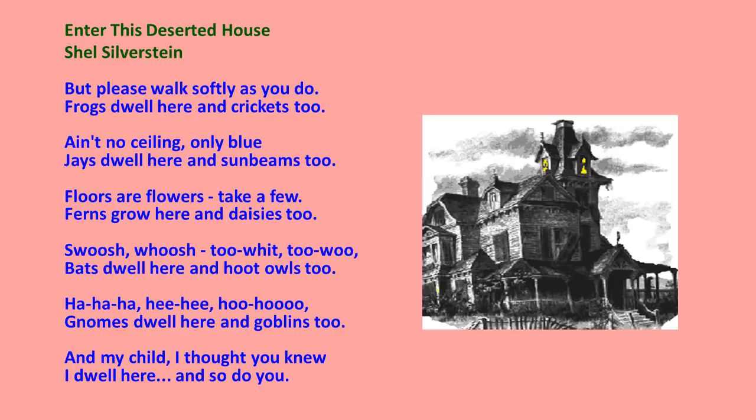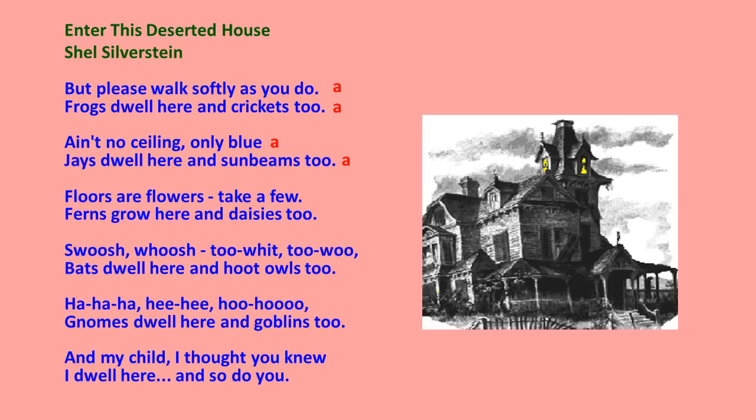Well, when I look at this poem, the first thing I notice is that it has rhyme. Every line rhymes with the one before, and since we have exactly the same rhyme sound, the poem would have a rhyme scheme of A, A, A, A, because there's no other rhyming sound. I also notice that it has rhythm.